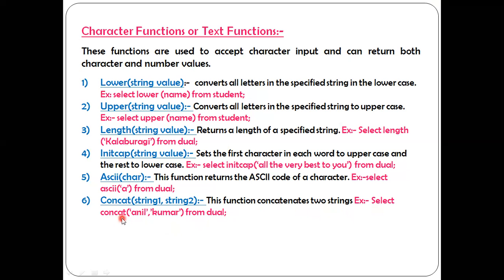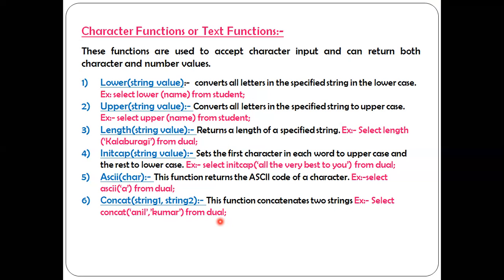Select concat. It's one complete word, there is no blank space. In bracket, in the first single quotation, I wrote Anil. Again, comma, in single quotation, Kumar. Close the parenthesis. From which table? From dual table. I am going to get the answer as Anil Kumar without a blank space. Even you can combine more than two strings. For example, string 1 as Ravi, string 2 as Shankar, string 3 as Guruji. If I use the concatenate function, the output will be Ravi Shankar Guruji.